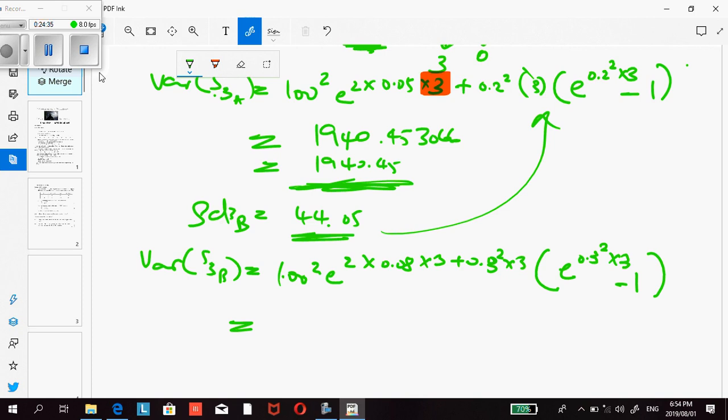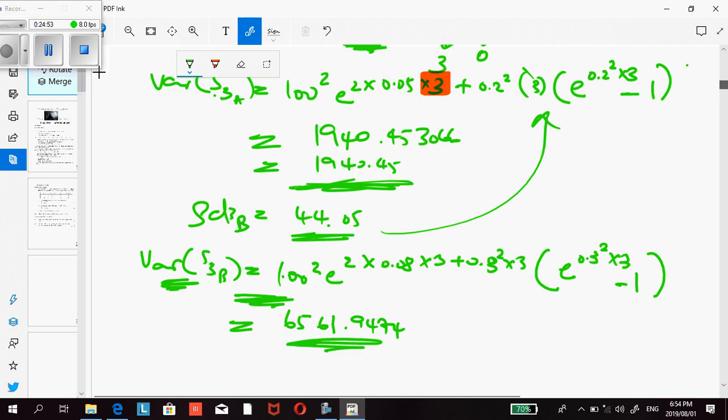And again, this is calculator work. From here, you have to punch this in your calculator. Now, if you punch this in your calculator, you're going to get 6561.9474. But this is the variance. The examiner, they're looking for the standard deviation.